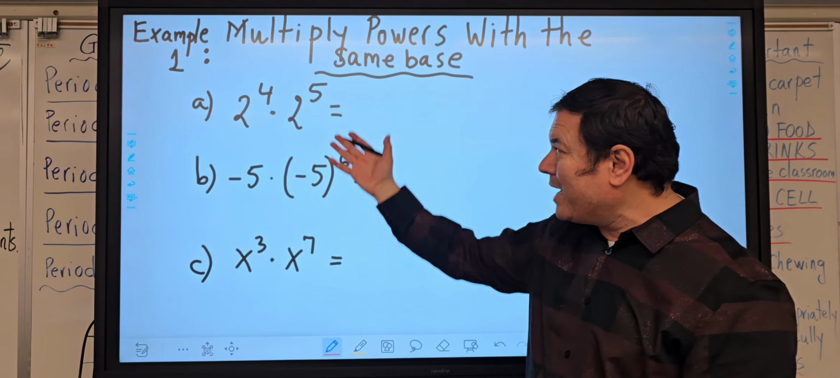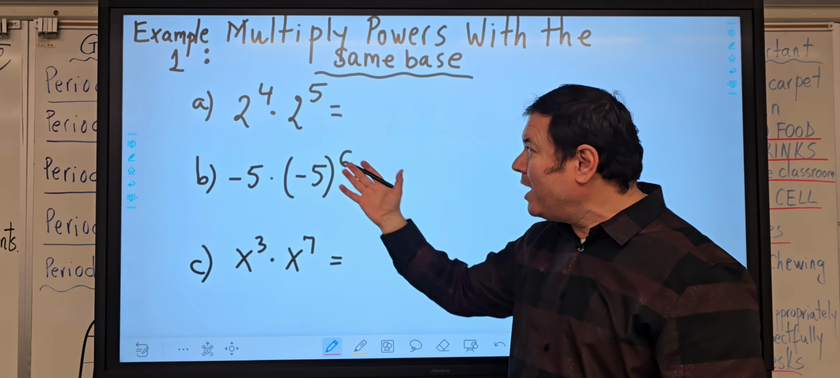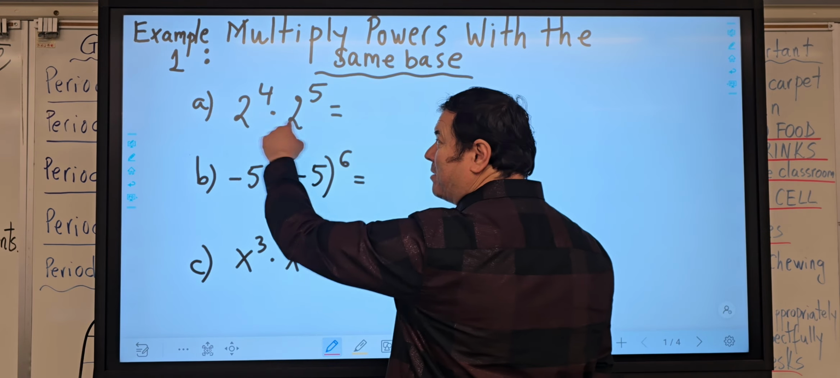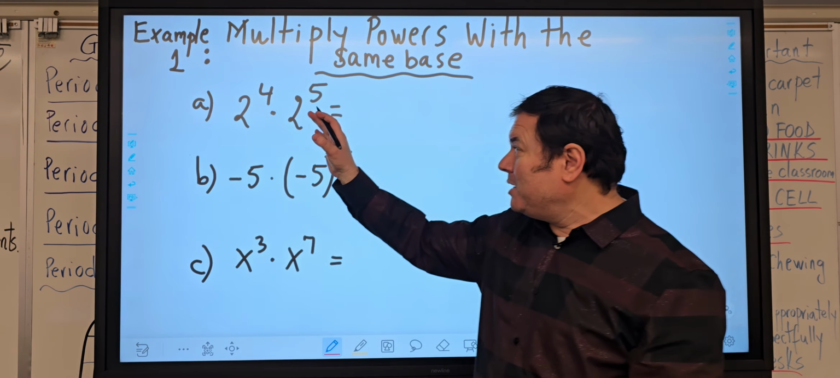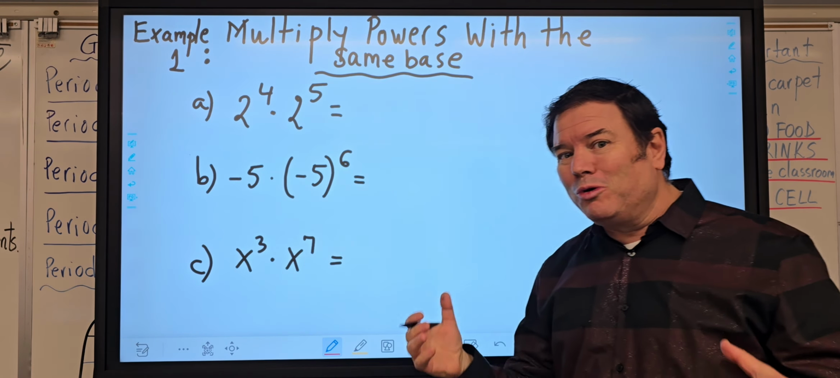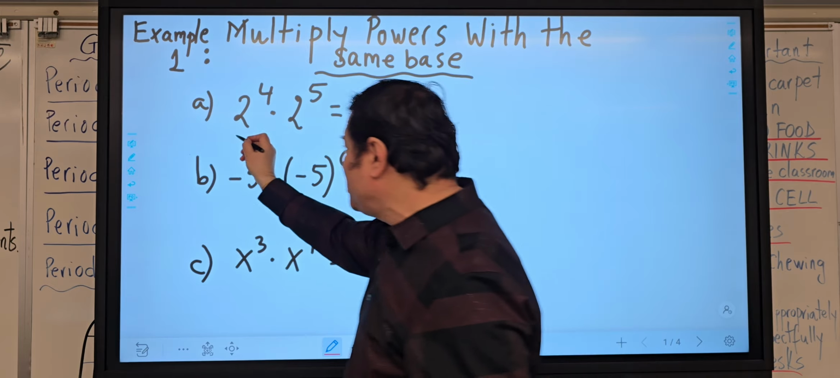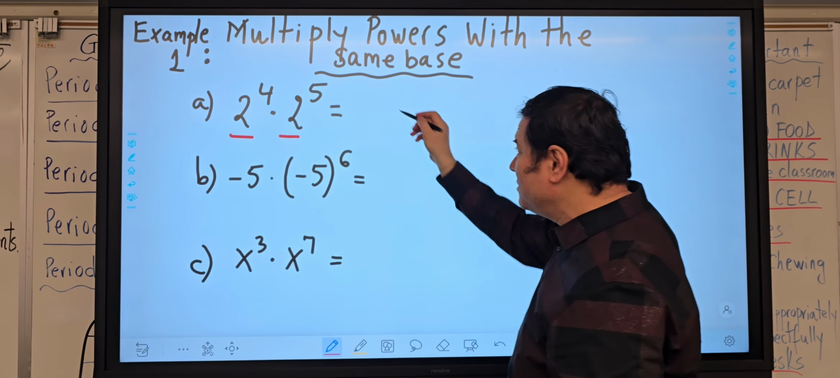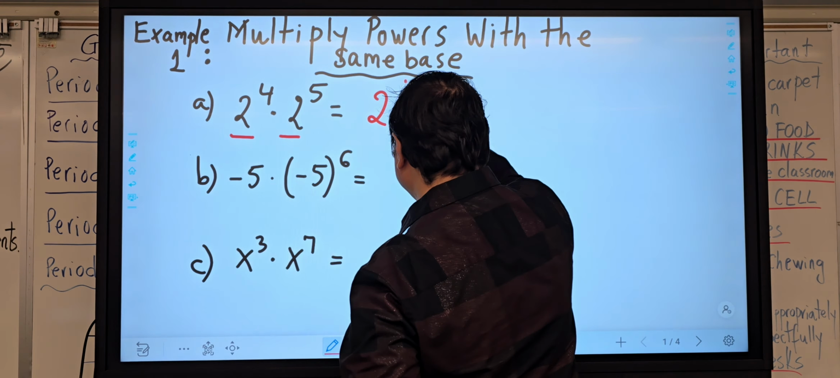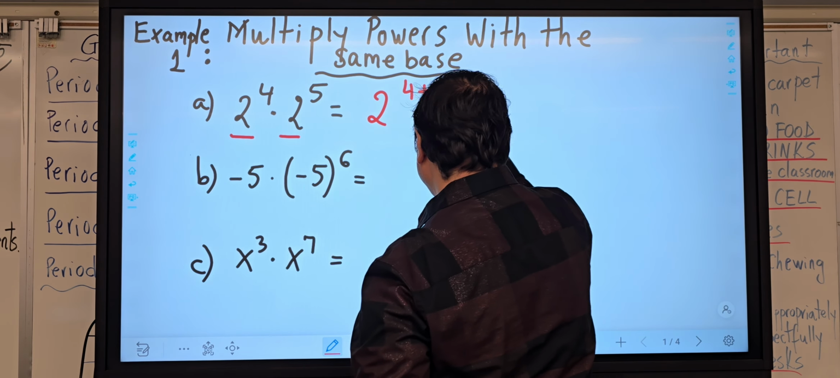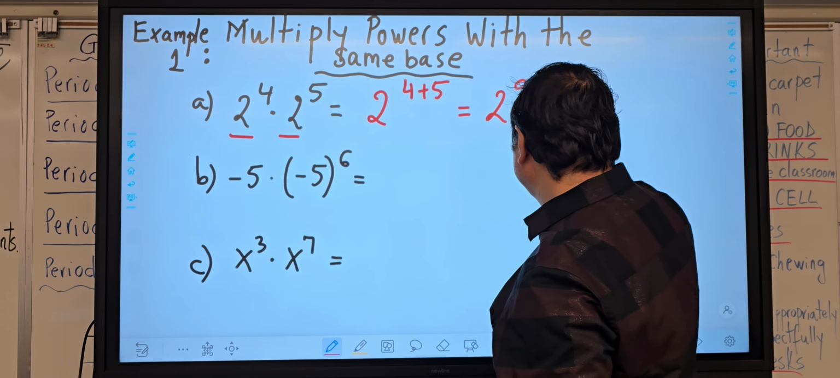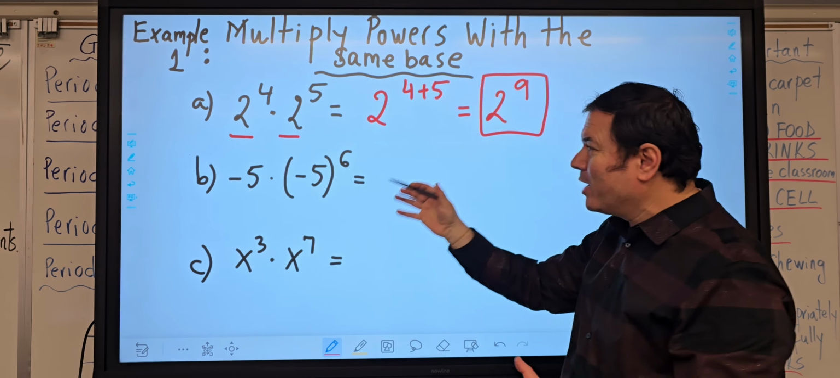For the first example, 1a, we have 2 to the power of 4 times 2 to the power of 5. If we multiply numbers that have the same base but different exponents, the rule is we keep the base, which is 2, and we add the exponents. So we have 4 plus 5, which is 9. The final answer is 2 to the power of 9.